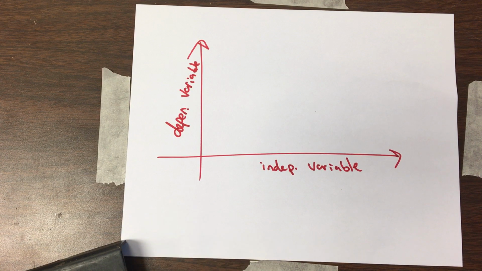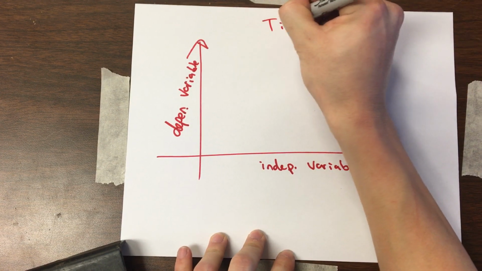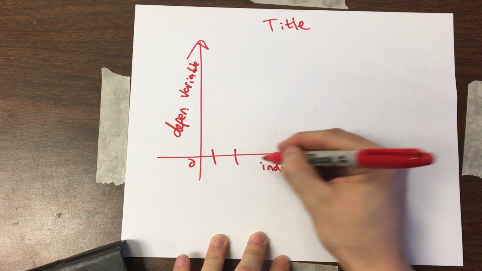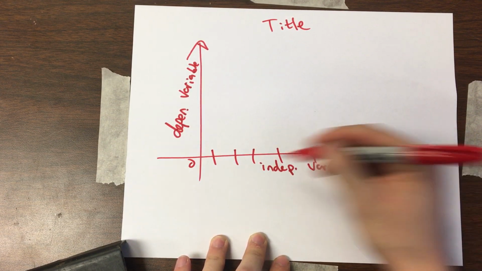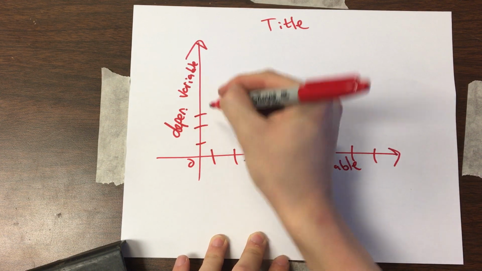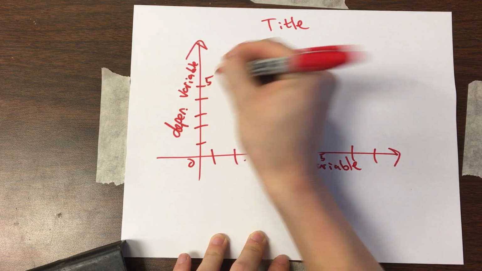Another thing a good graph always has is some sort of title. And then it also has numbers with tick marks like this. So this is 1, 2, 3, 4, this is like a 5. 1, 2, 3, 4, 5. Same kind of thing up here.